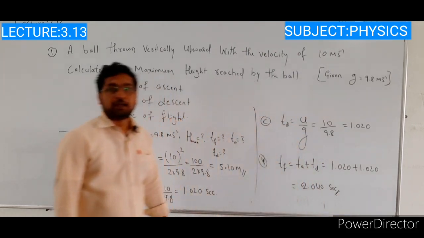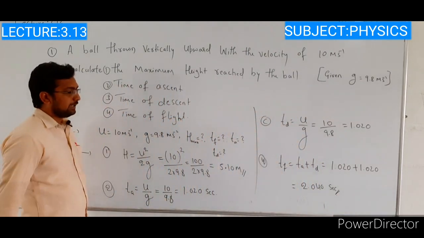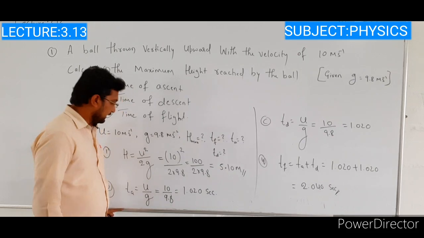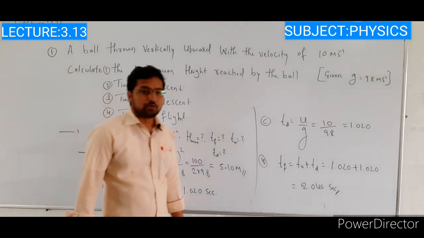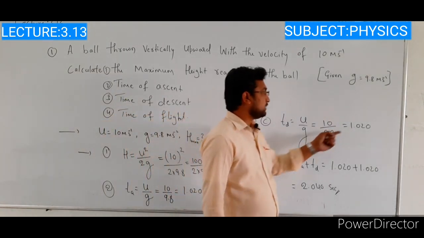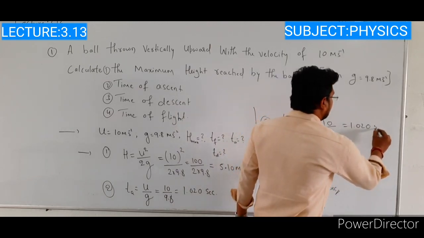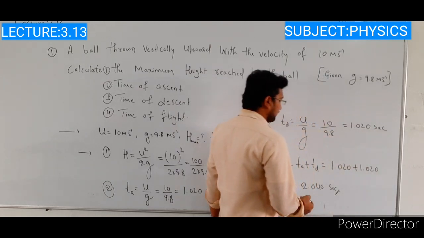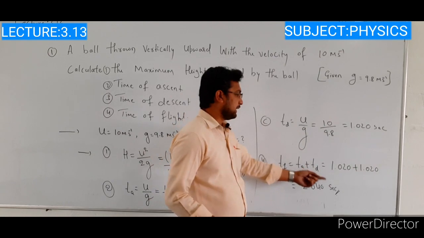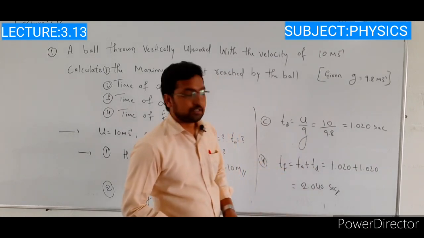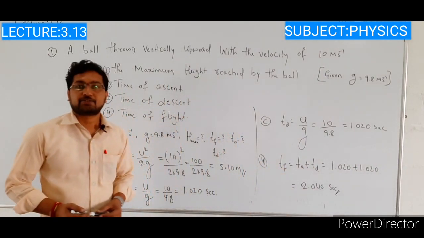So these are the values. The first one is maximum height, which is 5.10, time of ascent is 1.020, and time of descent is 1.020 seconds. Next, time of flight is the sum of time of ascent and time of descent. Its value is 2.040 seconds.